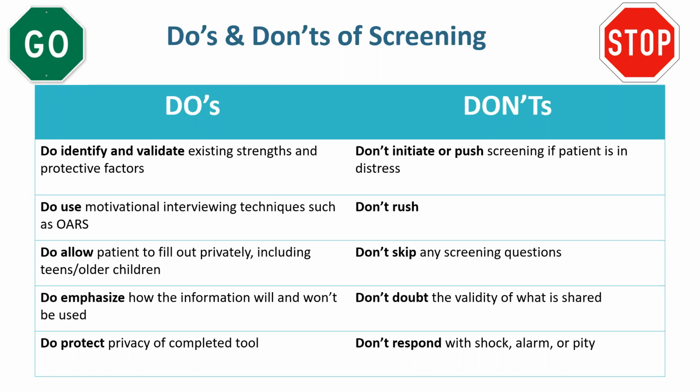So these are some basic do's and don'ts of screening that are trauma informed, and you could apply this really to most screening tools that you are or may already be implementing in your practices. So we do always want to identify and validate existing strengths and protective factors that a person is already using in their lives, right? We do want to use motivational interviewing techniques. We do want to allow patients to fill out privately. If an adolescent and or an older child is able to and prefers to fill it out on their own, and that is who your primary patient is, we want to make sure that we're providing that option.